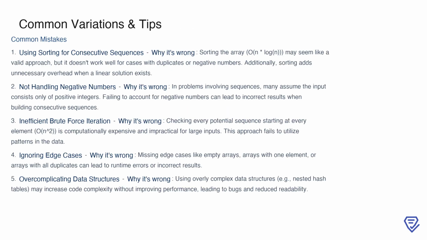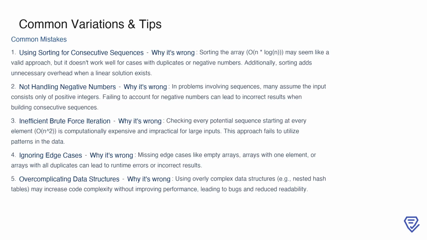When solving the longest consecutive sequence problem, there are several common mistakes to watch out for. First, using sorting might seem like a valid approach since it organizes the array, but it adds unnecessary overhead with a time complexity of O(n log n). Sorting also struggles with duplicates and negative numbers, potentially leading to errors.